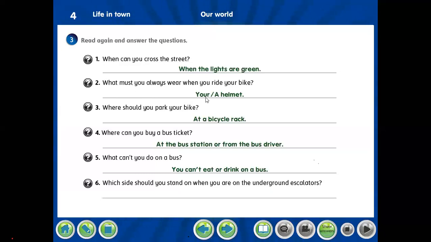Your helmet. Okay. And finally, the number six. Which side should you stand when you are on the underground escalator? It was mentioned in the article. You must always stand up. Remember, that's stand. On the right, okay? On the right. On the escalator, you must stand on the right side. Not on the left, on the right, okay? Finish, please, finish.